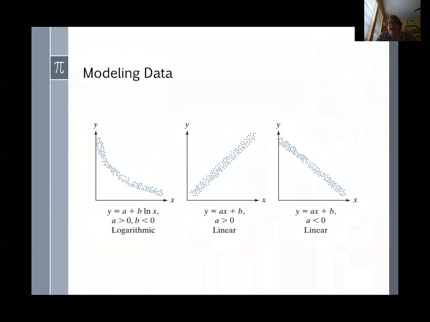The last two graphs are linear models, where when we plot the data points on a coordinate plane, the scatter plot looks fairly linear. You have a linear equation that's increasing, where the slope of that line is positive, and you have a linear model where the slope is negative. That's the last graph on the slide.